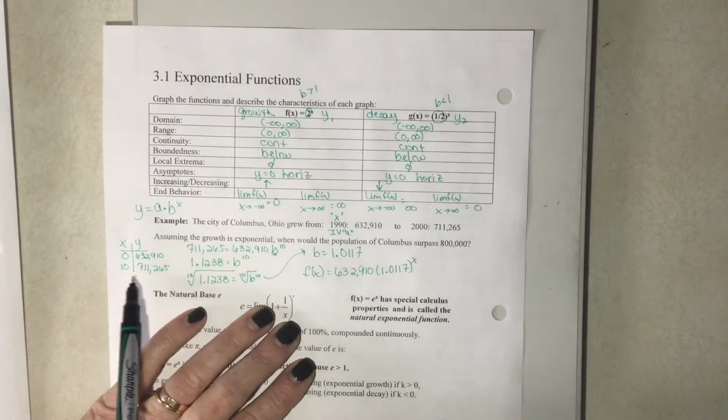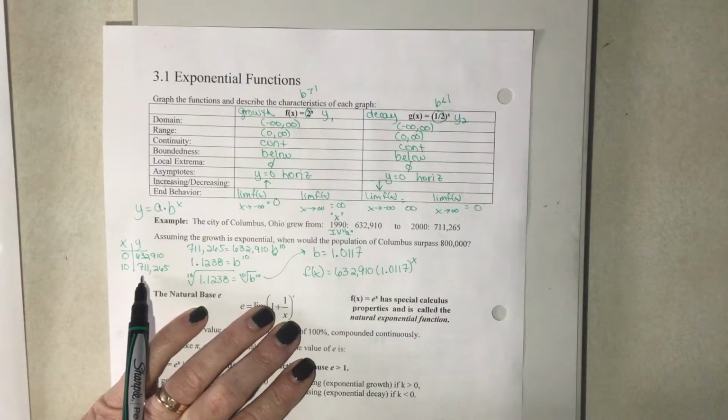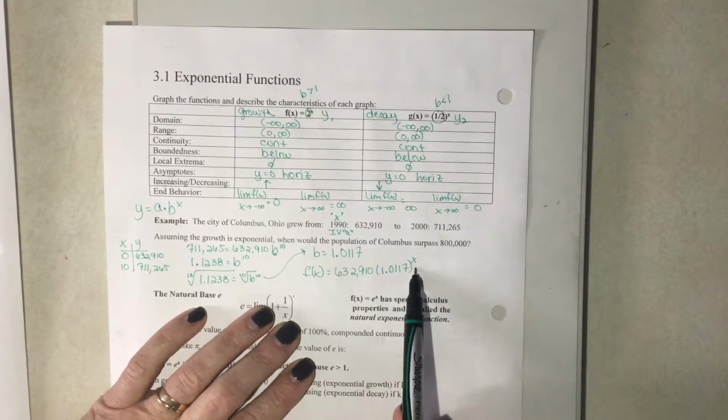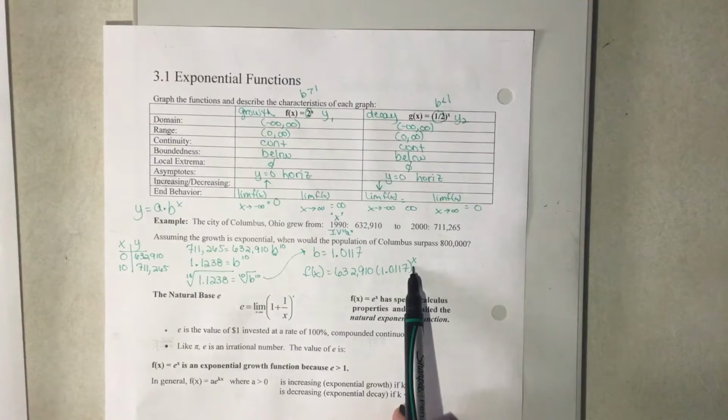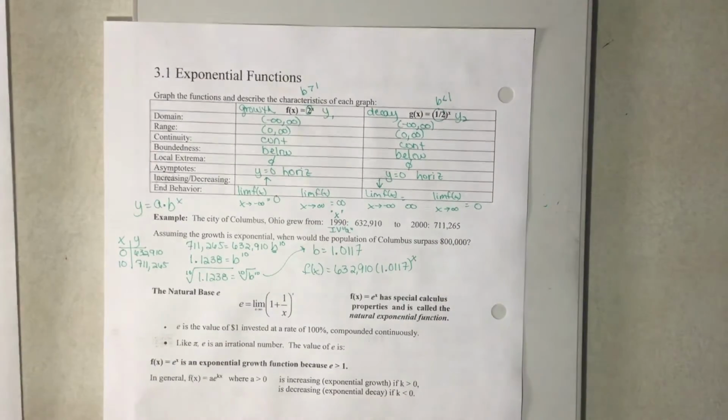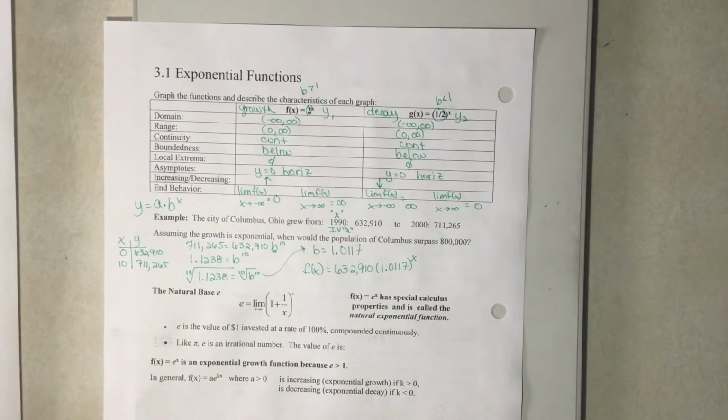I know that 10 years have passed to get to 711. Put in 15. Put in whatever, and just do a guess and check. There's another way in which we could do that. All right, so choose your method. Go for it. Tell me, when approximately will this surpass 800,000?